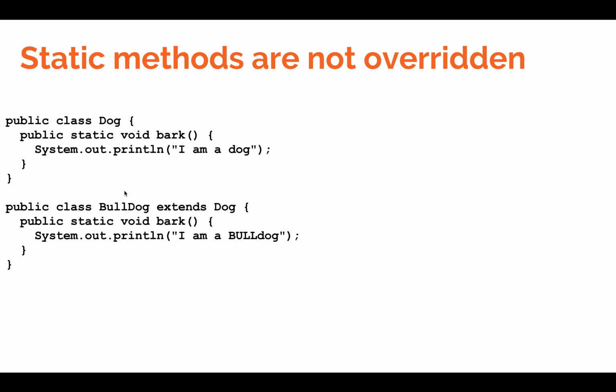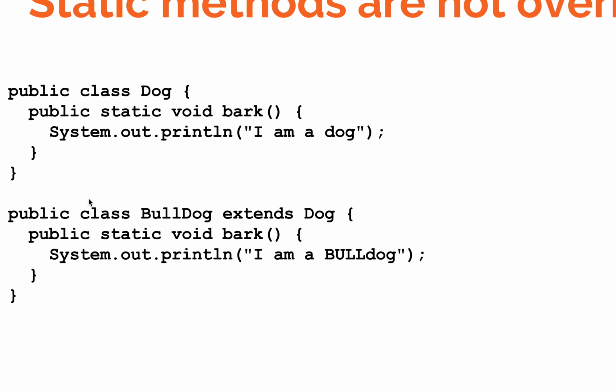Let's say you have two classes: public class Dog with public static void bark, and public class Bulldog extends Dog with public static void bark. Now you might think, hey, this is overriding. They have the exact same type, public static void bark and public static void bark. Here's the thing though. In Java, this is not actually overriding. Now this is weird. Don't dive into this black hole of madness. This is something that's called shadowing.